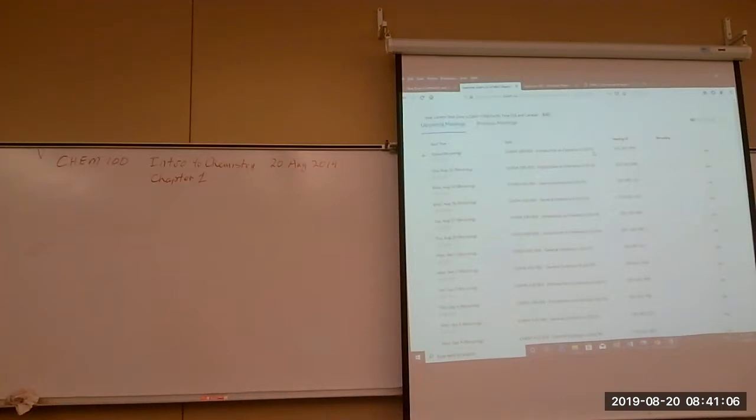Pencil, paper, calculator. That's it. And I want a standalone calculator. I don't want a calculator app on your phone. Smartphones are too smart. Now I have an app on my phone, but I'm not taking an exam.